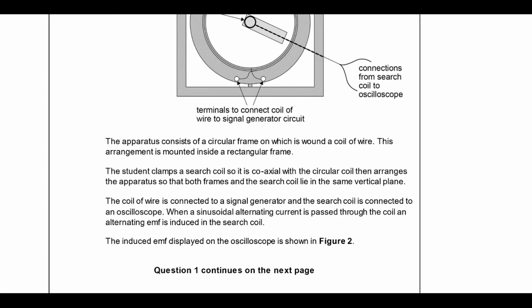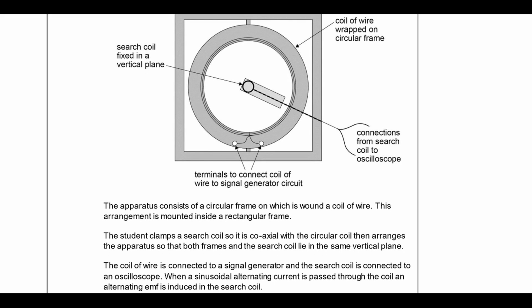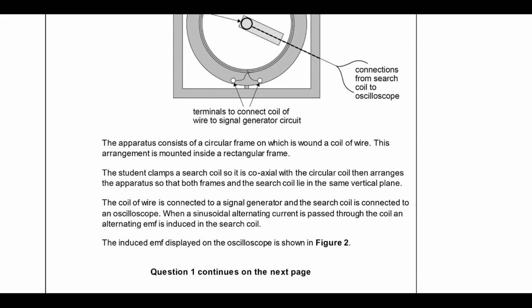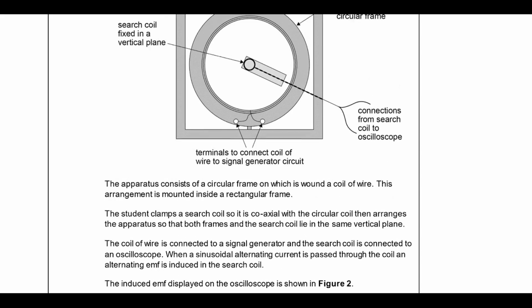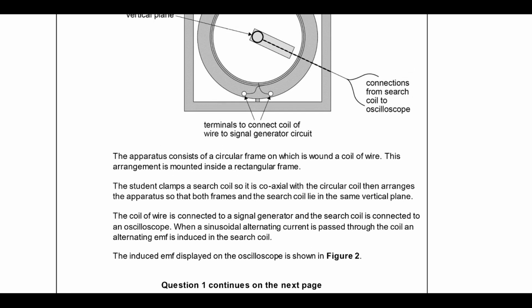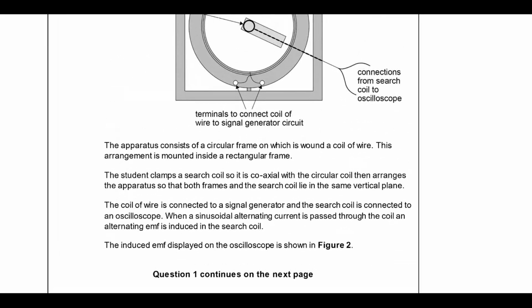So the coil is connected to a signal generator, so there's an alternating current and therefore an alternating field around the big coil. And then we're going to get an EMF induced in the search coil, and we're actually going to get maximum EMF induced at this position. So we're going to see that then displayed on an oscilloscope.